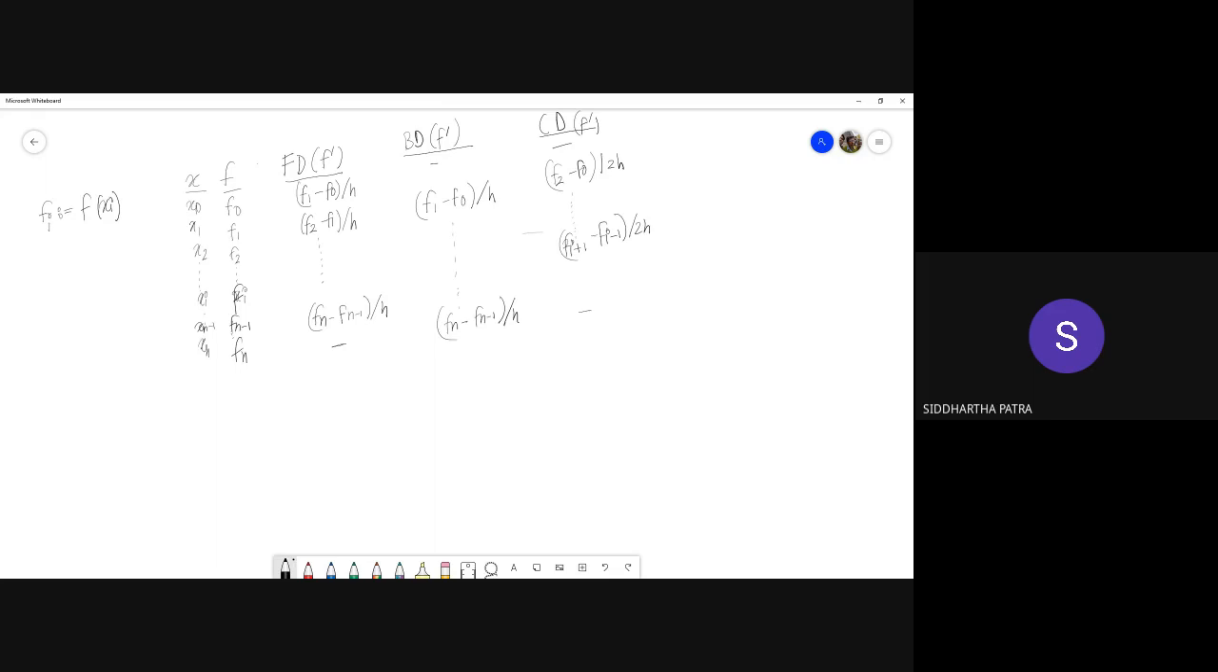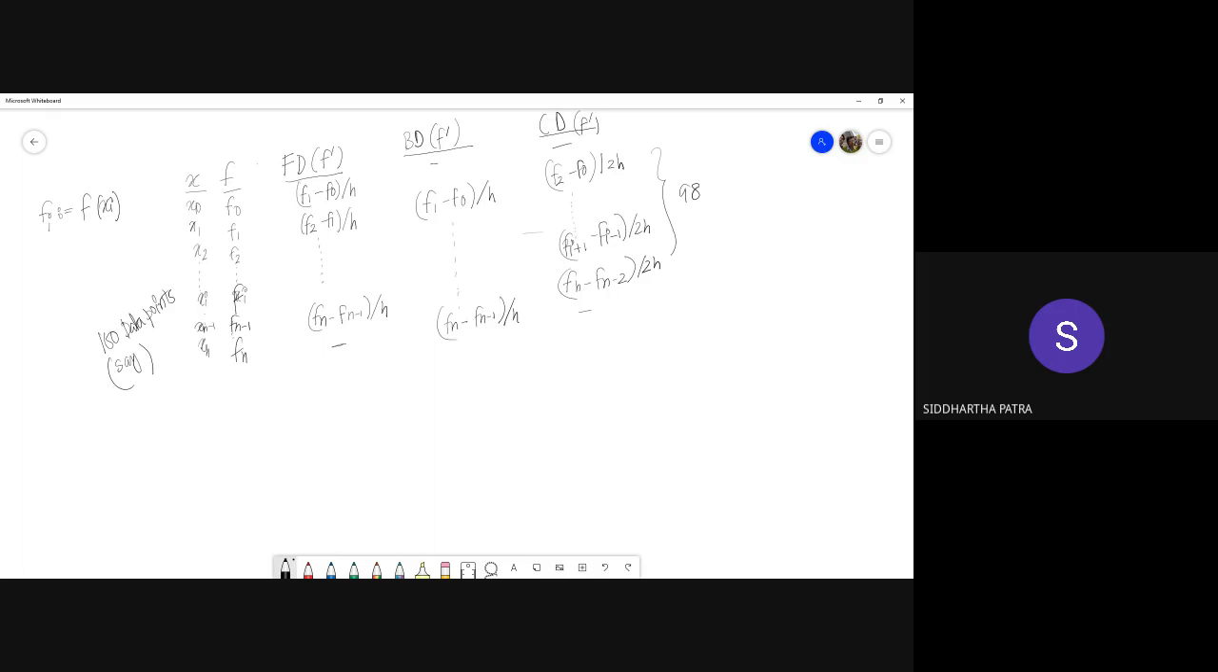And ultimately, it would end at xn, where it would be fn minus f n minus 2 divided by twice h. Okay. So if you have 100 data points, then over here you are able to evaluate the central difference for the first derivative at 98 locations.